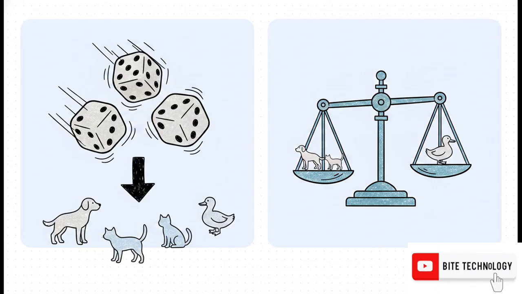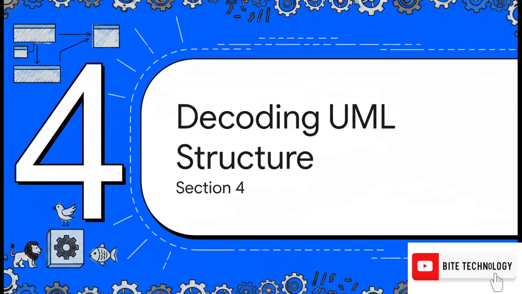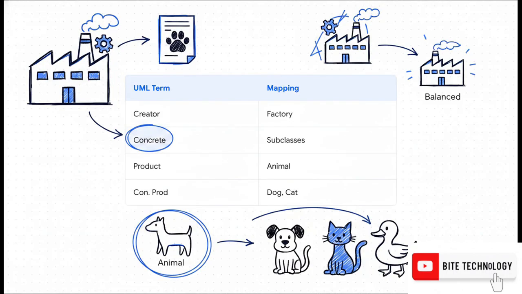Your main program just calls create animal and stays blissfully unaware of the complex balancing or randomizing happening behind the scenes. Section 4. Decoding the UML structure. All right, now that we have a really tangible example, let's map it back to that formal UML jargon you're going to see out in the wild.